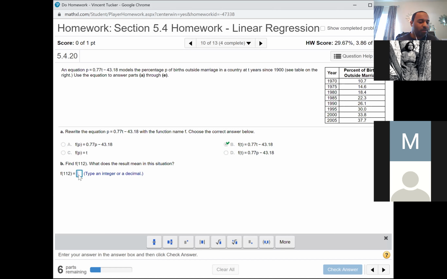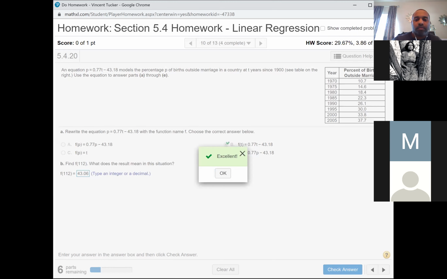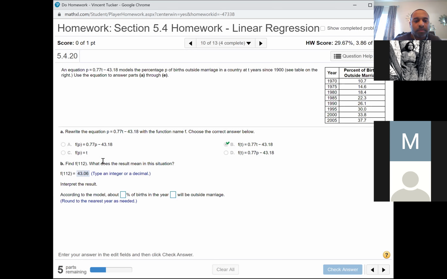Times 0.77 minus 43.18. 43.06. All right. Interpret result. According to the model, birth years will be outside of the round to the nearest year as needed. All right. So I didn't look and see what this stuff represents.